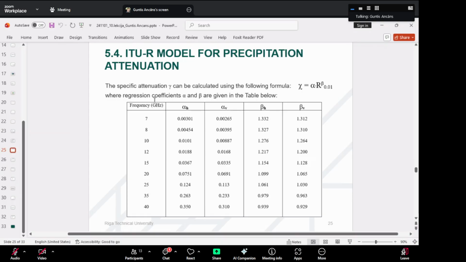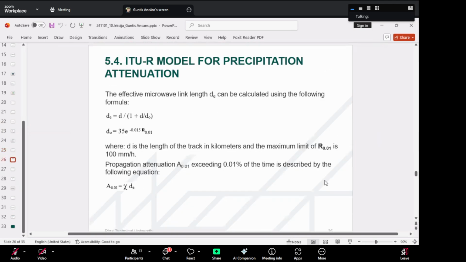This specific attenuation can be calculated using the formula provided here, where coefficients are provided in the table for the most used frequencies in microwaves. And the formulas continue in this slide.